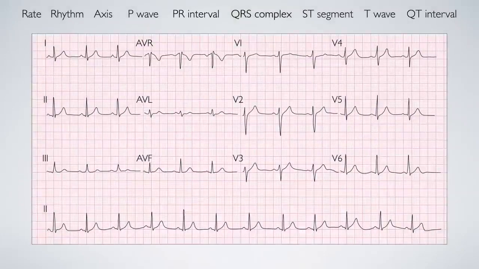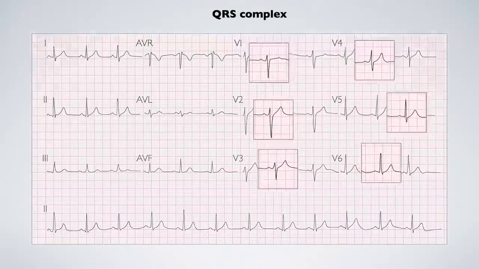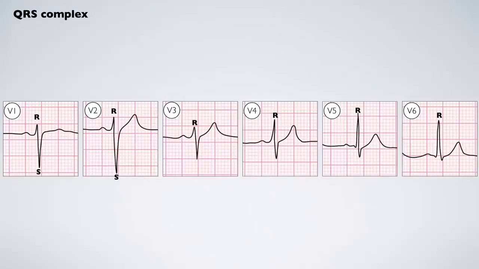Next, we look at the QRS complexes, and the QRS complex represents ventricular depolarization. Quickly review the QRS complexes in leads V1 to V6. The complexes should be narrow and less than 3 small squares in duration. Under normal circumstances, you should note that the R waves generally become bigger as we move from leads V1 to V6, and the S waves become smaller. This is known as good R wave progression.